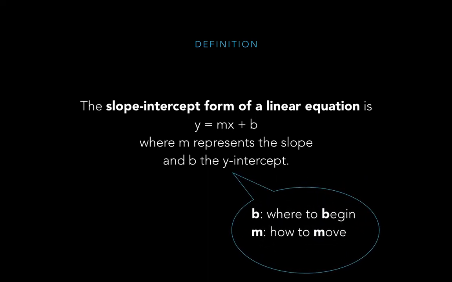I like this alliteration here to remember. B tells me where to begin, and the M tells how to move. In our next example, we're going to see how that is very, very nice when graphing.